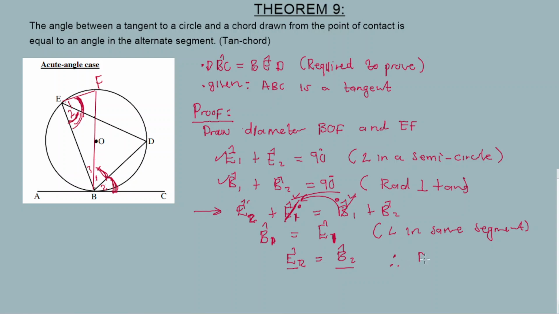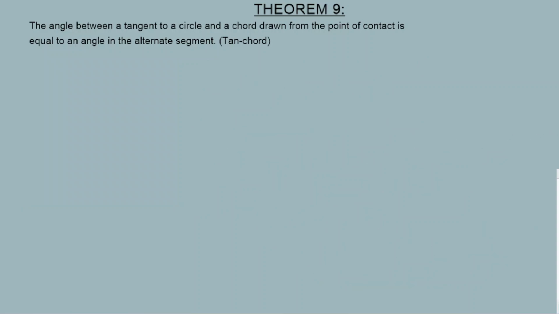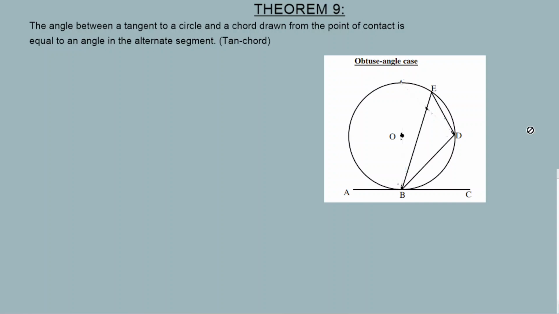Therefore DBC is equal to BED. You see? B2 is equal to BED. So therefore we have proved the acute angle case. Let's do the second case, the obtuse angle case.